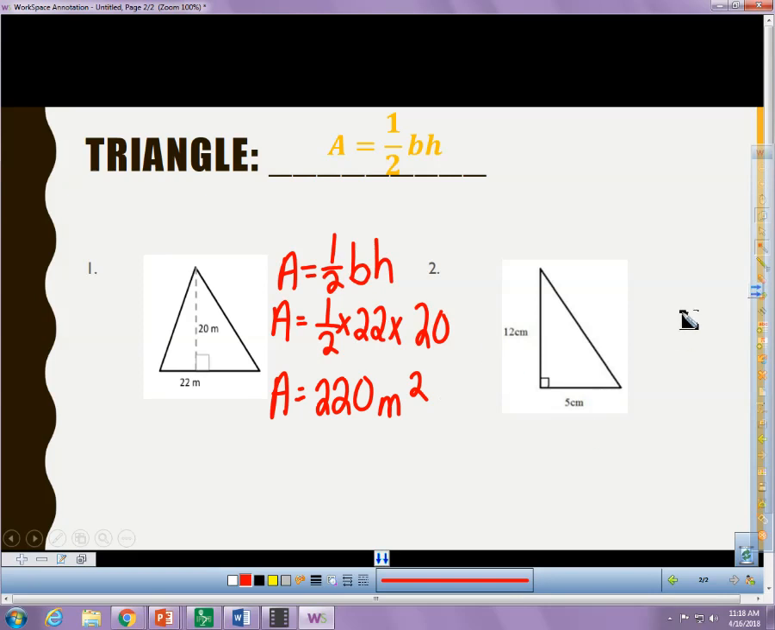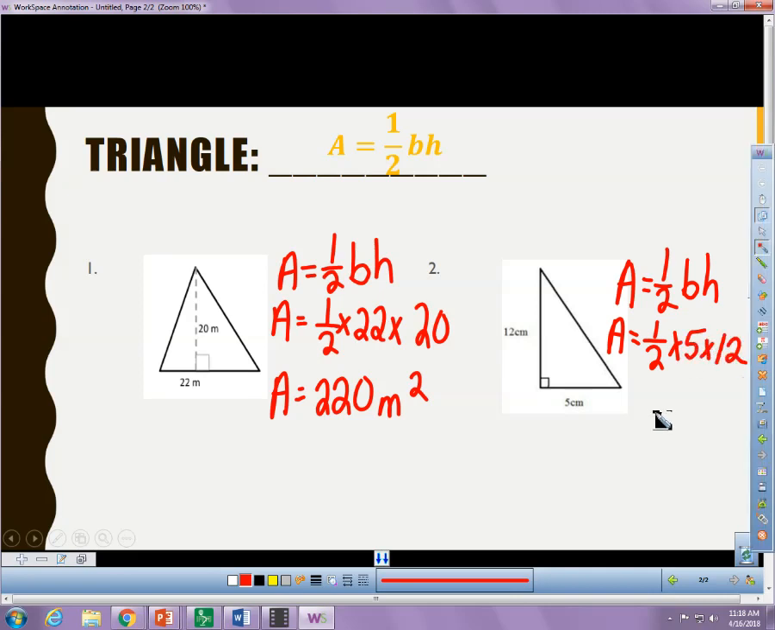On number 2, I have a right triangle. Formula, still the same, 1/2 base times height. A equals 1/2 times 5 times 12. And when I multiply that, I get 30 centimeters squared. 3 steps on every problem.